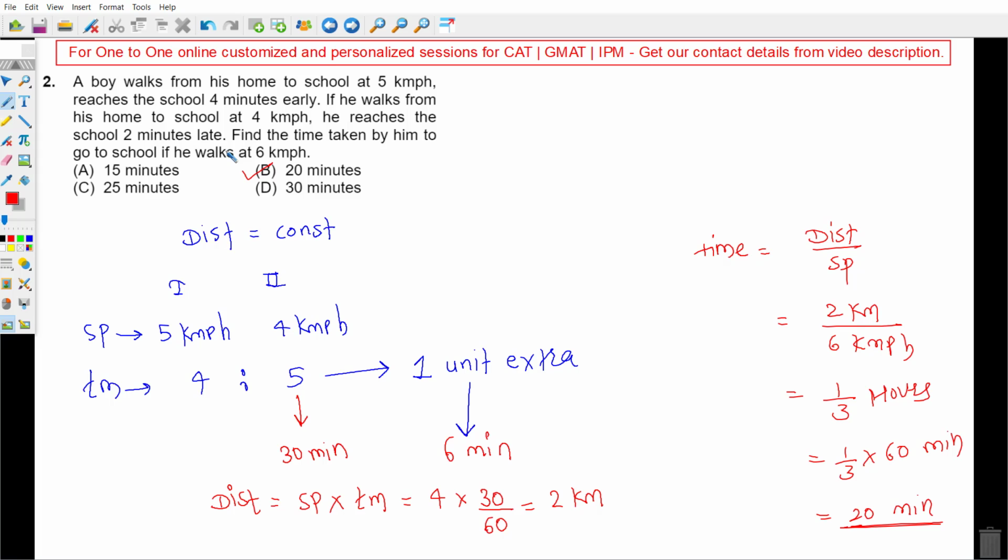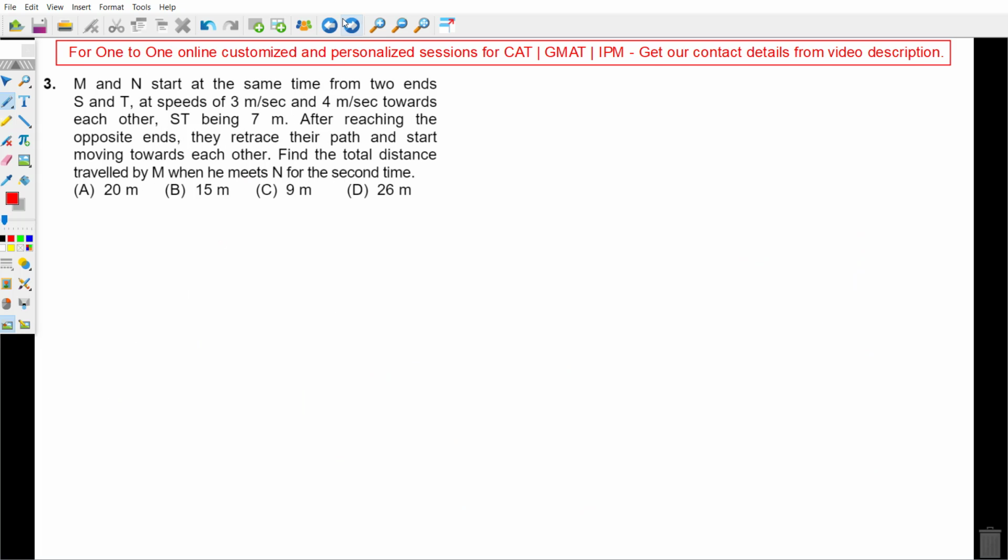Okay everyone, now let's have a look at question number 3. Question number 3 says that M and N start at the same time from the two ends S and T with a speed of 3 meter per second and 4 meter per second respectively towards each other. ST is a distance which is equal to 7 meter. After reaching the opposite end, they retrace their path, moving towards each other. Find the total distance traveled by M when he meets N for the second time.